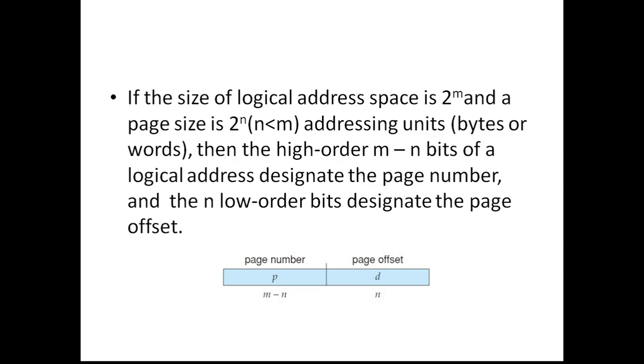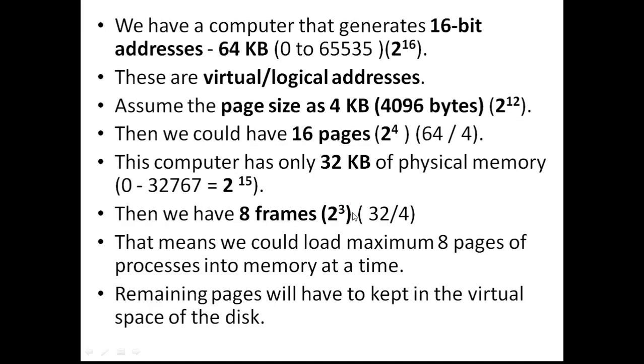If the size of the logical address space is 2 power m and the page size is 2 power n, then you can have the address in this way. The first part of the address, that is m minus n bits, will be used to represent the page number, and the remaining n bits will be used to represent the offset. So we will be splitting the address into page number and displacement or offset, and this is how it is done.